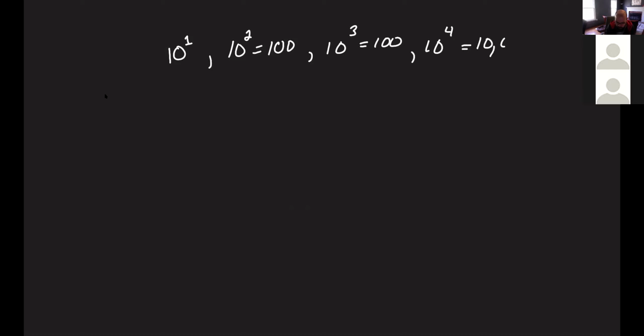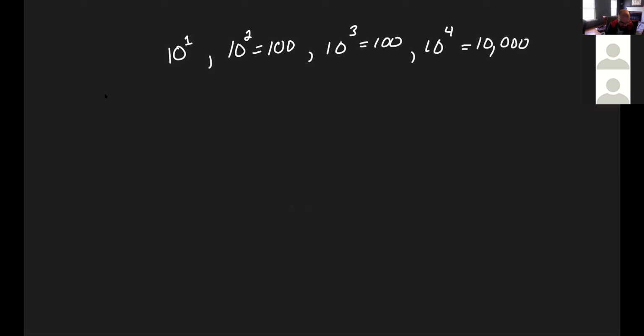So let's try another example here. Suppose that we are taking powers of 10. So I have a 10, that's the same as 10 to the 1. And then I could do 10 squared, that's 100, and then 10 cubed, and that's 1,000, okay? And then we could do 10 to the fourth, and that is 10,000.